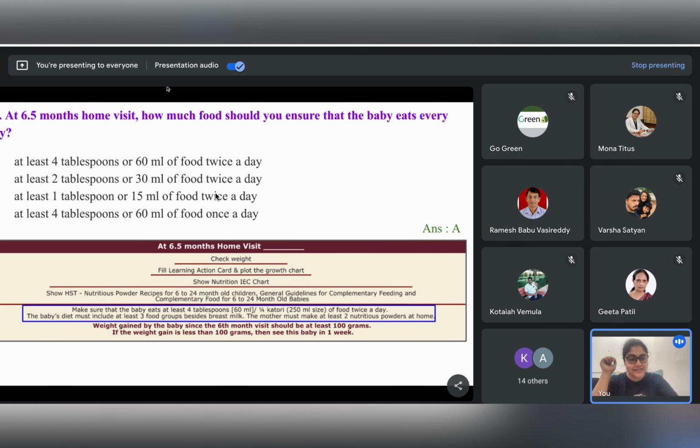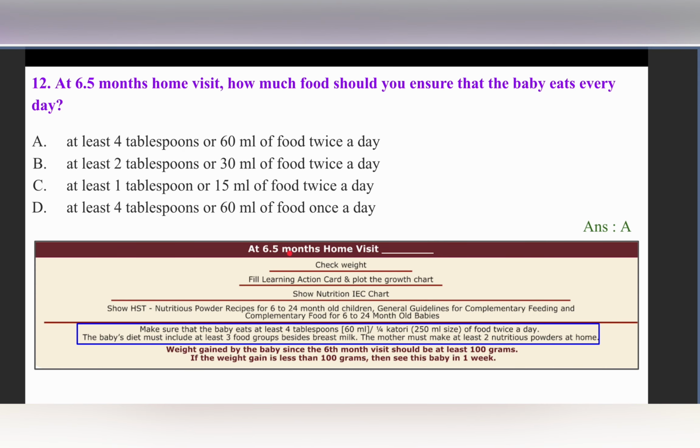And we have discussed this before, that 2 nutritious powders are to be there in the diet of the child. And from 6 months to 6.5 months, the minimum expected weight gain is around 100 grams. So please remember, from 6 months to 6.5 months, 100 grams is the expected weight gain through proper diet of the child. Okay, so yes, the correct answer is option A.